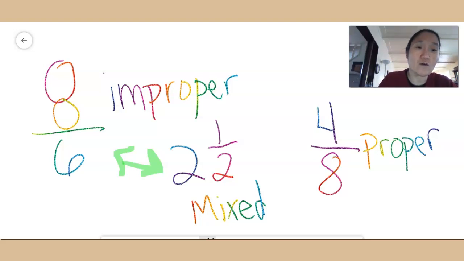Okay, now I'm going to start off with there's a reason why we move between improper and mixed. Sometimes it's easier to add, subtract, multiply, and divide if you're moving in between improper and mixed. It just depends on what your needs are. So there are reasons why you would like to use an improper or a mixed fraction.